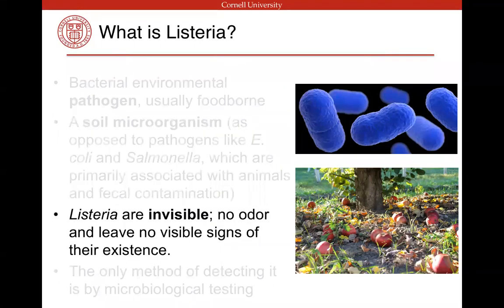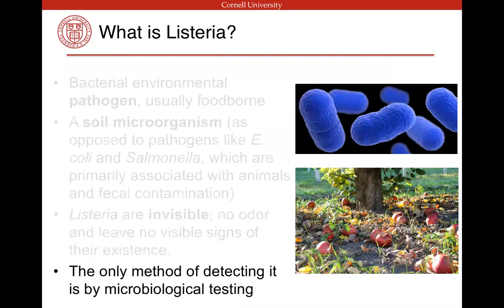They're invisible, they're so small that you can't see them with the naked eye. There's no odor, so you can't really look around your facility and say, oh, that's Listeria, that's where we're going to find it. The only real method of detecting it is by microbiological testing.